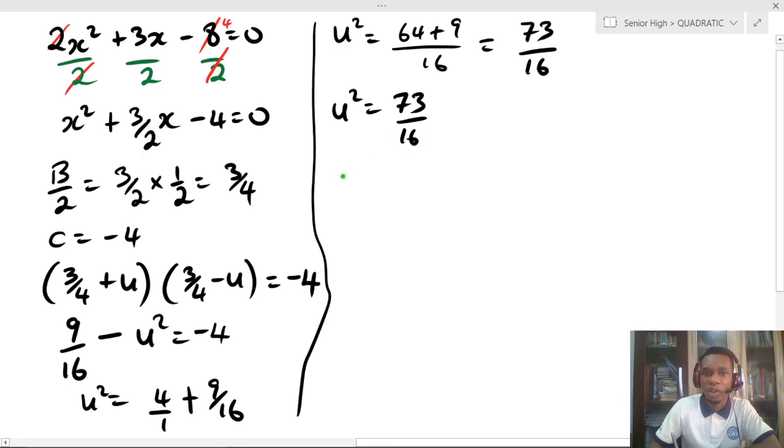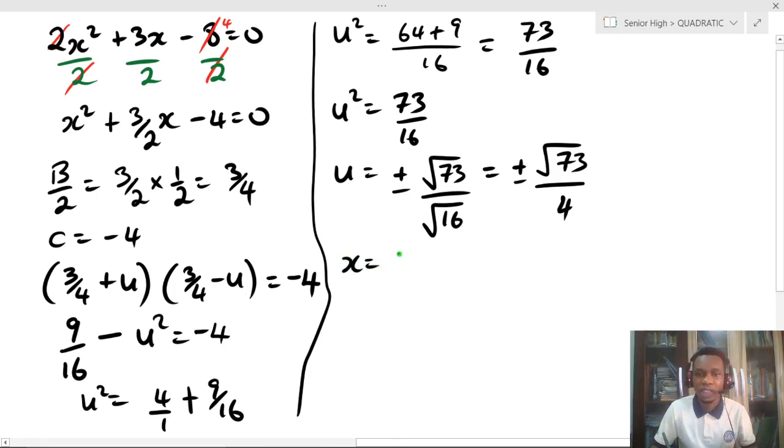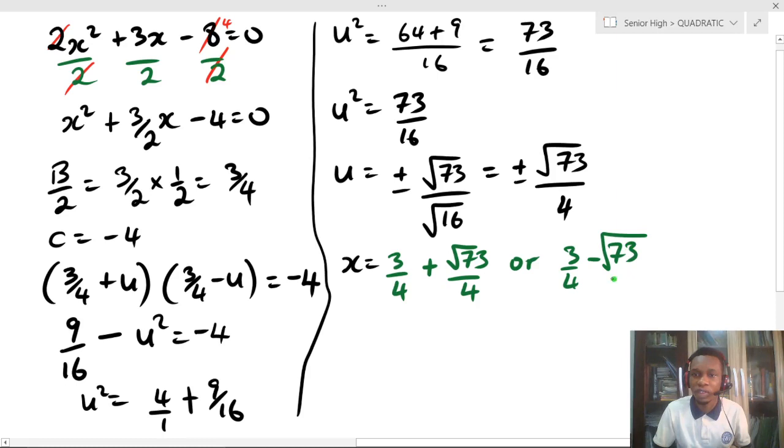We can find the square root of both sides, which is u is equal to plus or minus square root of 73 over the square root of 16. Now I broke down this square root because I know that I cannot find the square root of 73 as a perfect square, but I can find this 16 because 16 is a perfect square. So this will still be plus or minus square root of 73 over 4. Okay, so now bringing it into this particular stuff again, our x is equal to 3 over 4 plus our u. Our u now is square root of 73 over 4 as the first one, or we have 3 over 4 minus square root of 73 over 4.